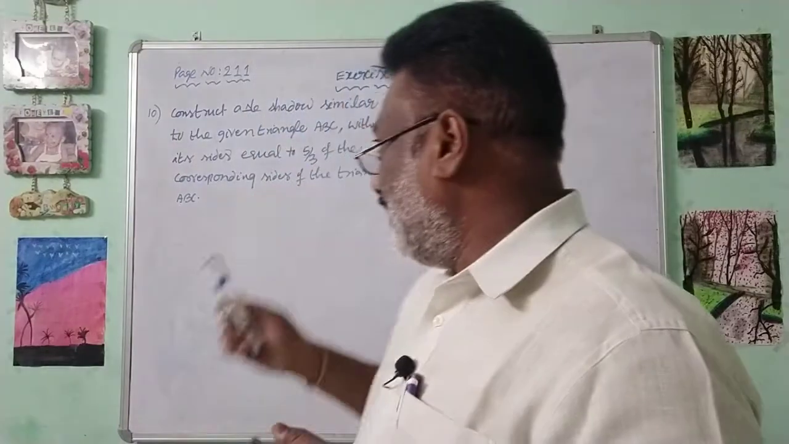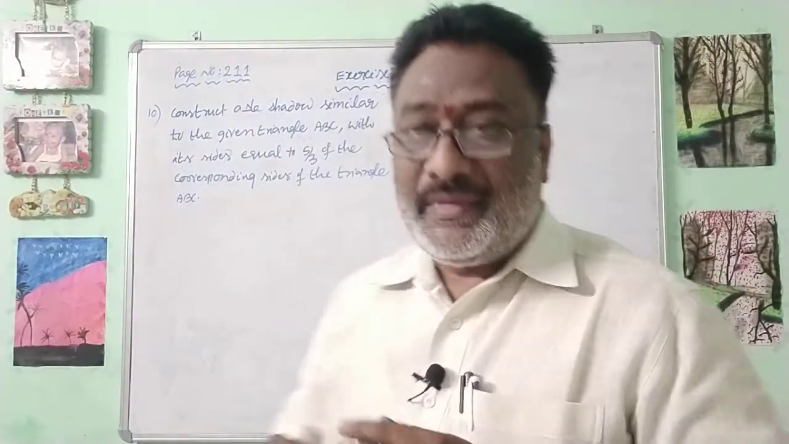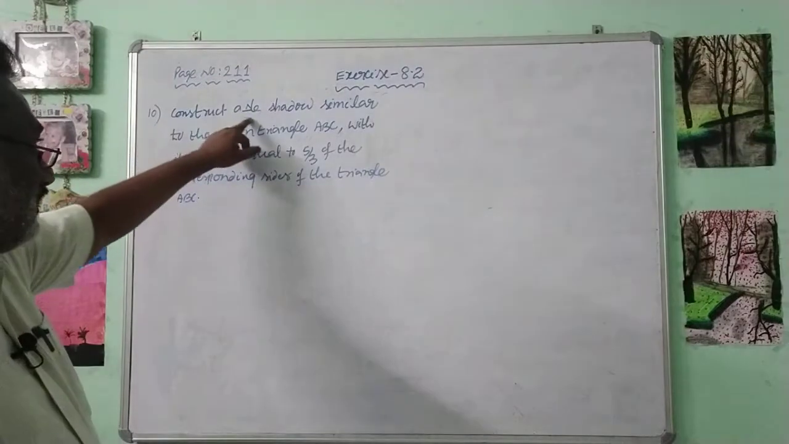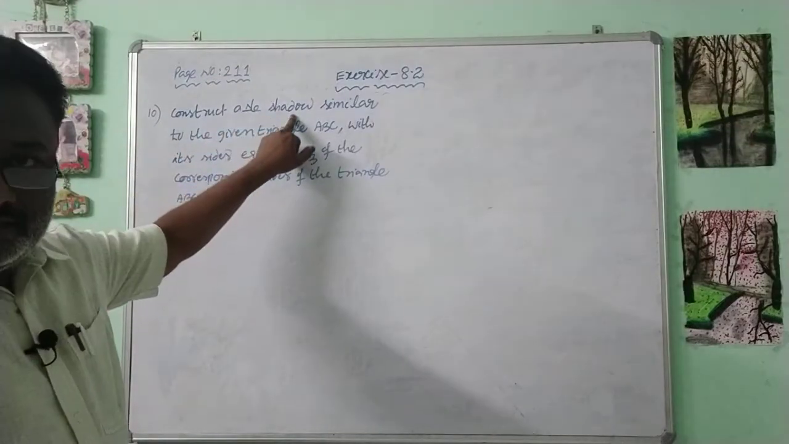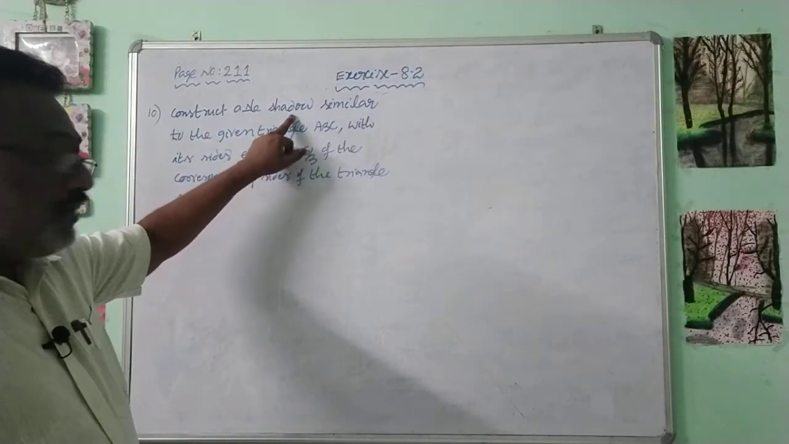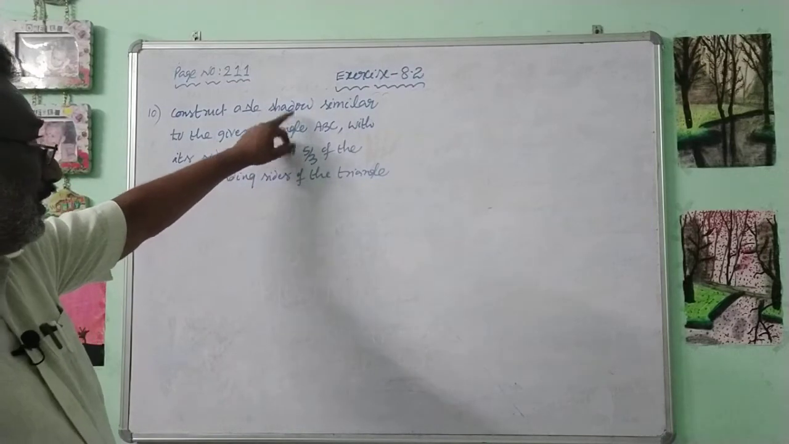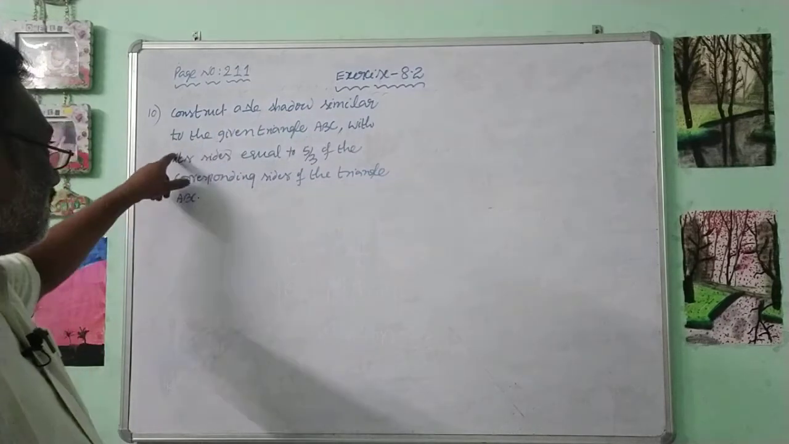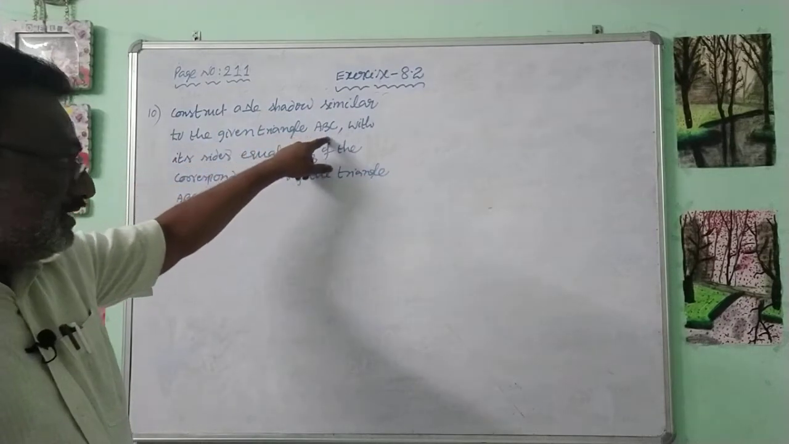Okay, so in that exercise 8.2 the problem number is 10th one. Let me read that question. That is, construct a triangle similar to the given triangle. So here one triangle we are going to construct. The triangle which you are going to construct is similar to the given triangle ABC.